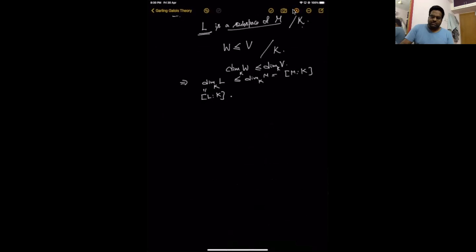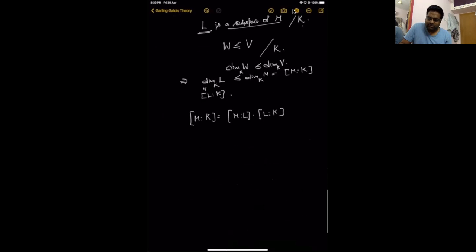So why do we need to take so much pain to prove this thing? From this, the degree of M over K is equal to the degree of M over L times the degree of L over K. So it follows that if at least one of these extensions is infinite, the other one is also infinite. So if this is infinite, then one of them must be infinite. If one of them is infinite, this is also infinite. Or if both are finite, this is also finite. Okay. So that is the main thing.